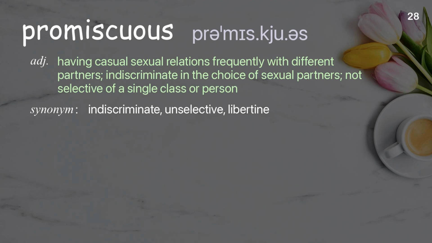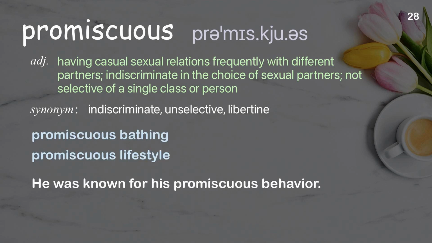Promiscuous. Having casual sexual relations frequently with different partners, indiscriminate in the choice of sexual partners, not selective of a single class or person. Examples: Promiscuous bathing, promiscuous lifestyle. He was known for his promiscuous behavior.